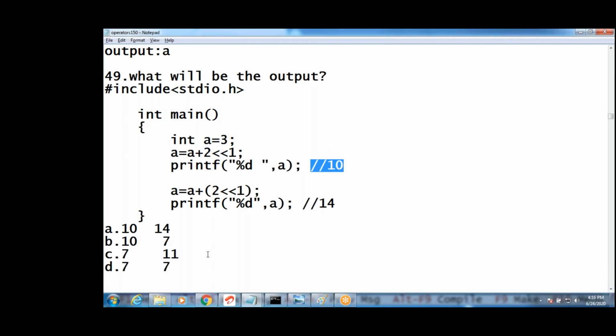Now, 10 and 7 something, right? We'll get a different answer. Okay, option A is correct.